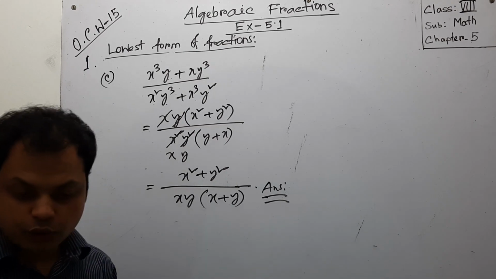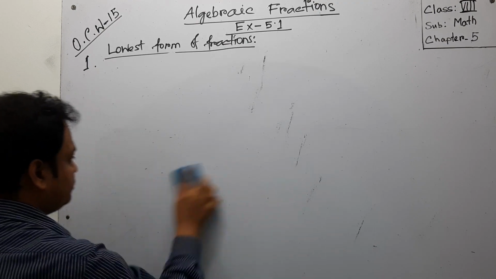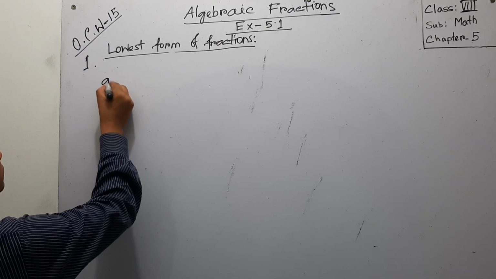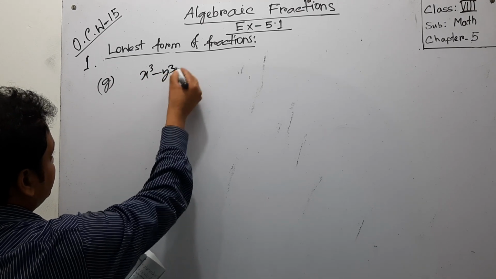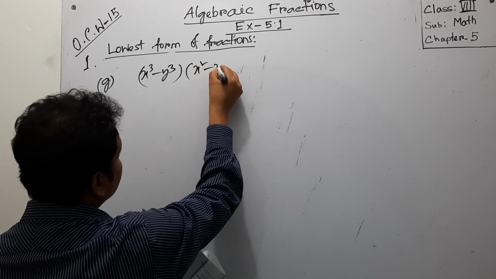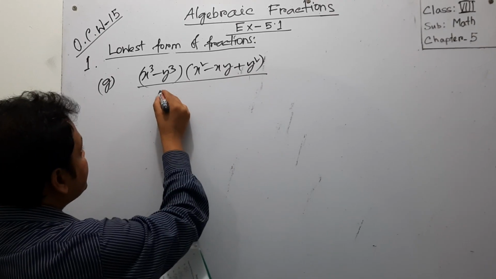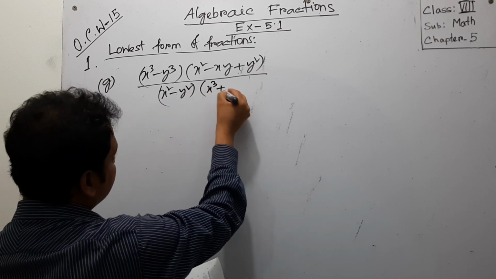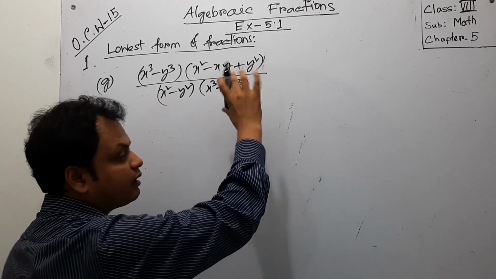And it will be 1G. G number question. Write the question first. x cube minus y cube into x square minus xy plus y square, divided by x square minus y square into x cube plus y cube. So this is the given fraction.